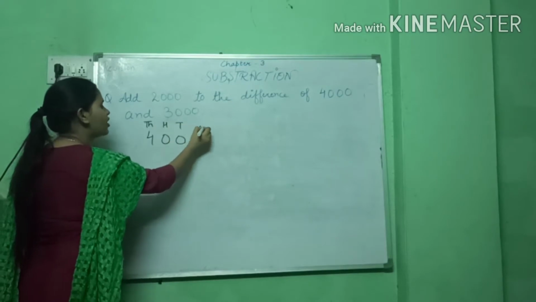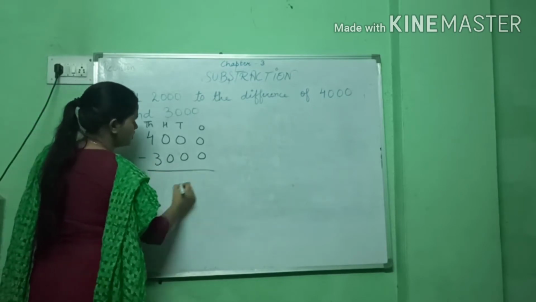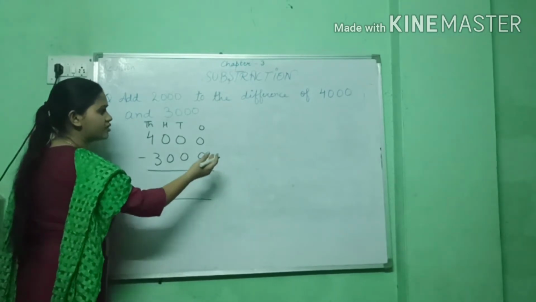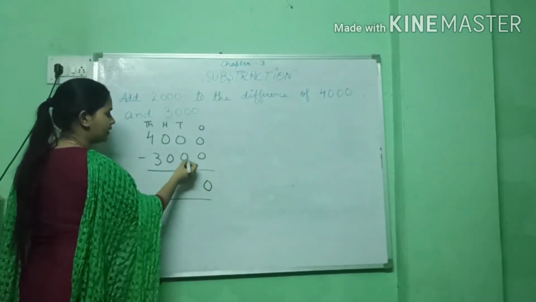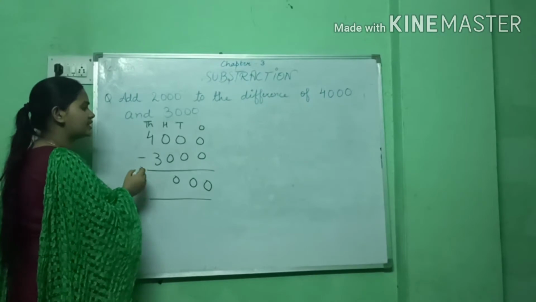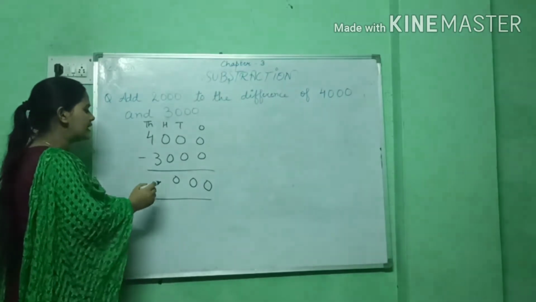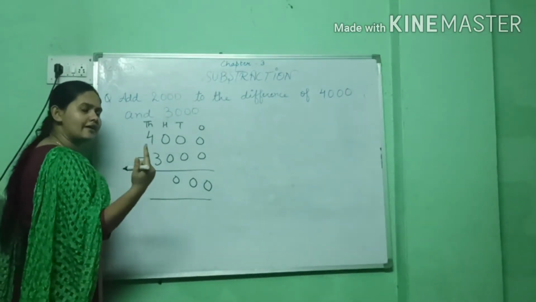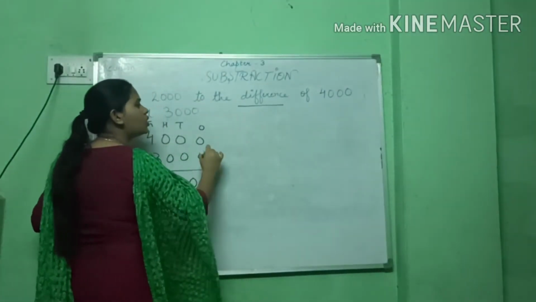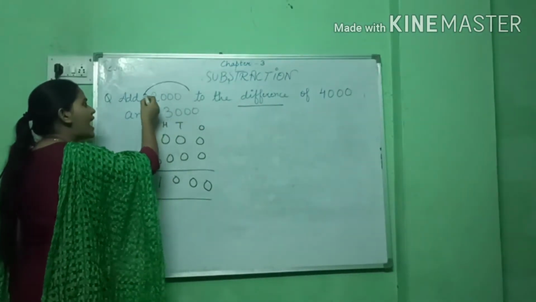So there is 4000. You can see I have divided them into their sections: 1000s, 100s, tens and ones. And 3000, which we have to subtract. So let's make the difference. Start from the ones. As I said, we have to start from the right section. So this is 0 and this is also 0. When we come to the 1000s, there is 4 and there is 3, which means we have to minus 3 from 4, right? When we minus 3 from 4, 1 is left, which means there is 1000. Now we know the difference of 4000 and 3000. Now what do we have to do? We have to add the 2000.